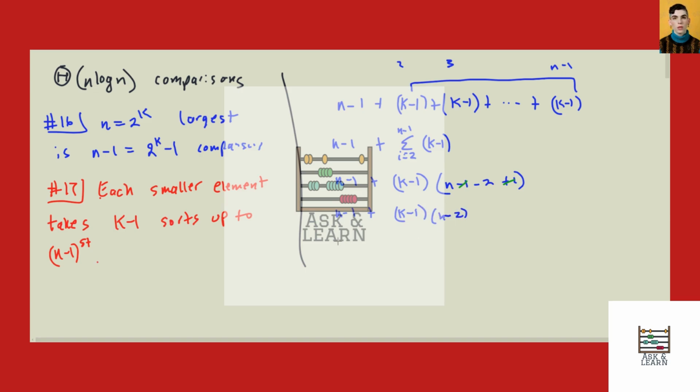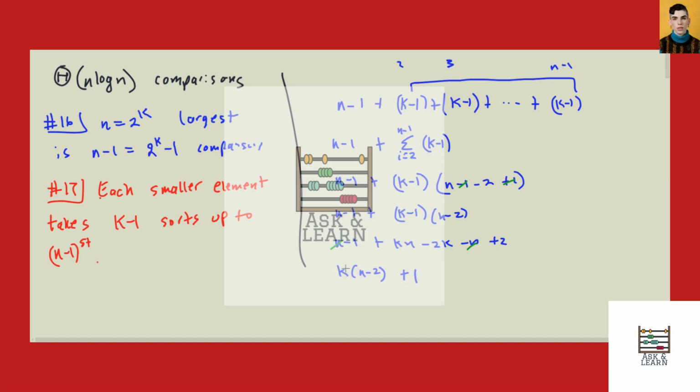Now we can go ahead and expand that over there. So it's n minus 1 plus kn minus 2k minus n plus 2. And then notice that these n's cancel out with each other. And then we can go ahead and simplify this down a little bit. So let's first factor out that k. So that's going to be k times n minus 2. And then 2 minus 1, well, that's just going to be positive 1.